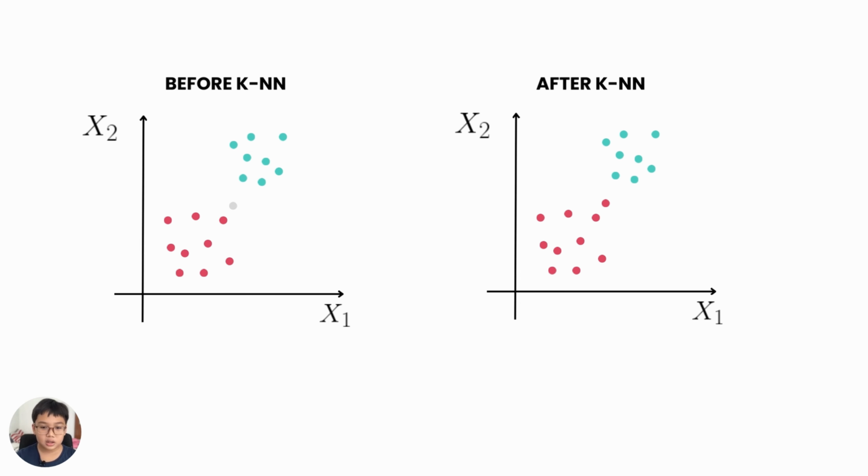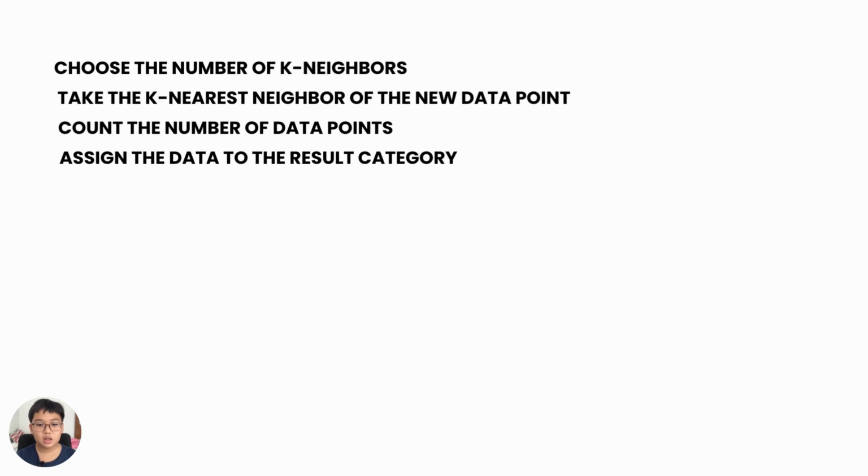So the steps of using KNN: first, we choose the number of K neighbors, and then we take the K nearest neighbors of the new data point, and then we count the number of data points, and then we assign the new data to the category that has the maximum number of data points.